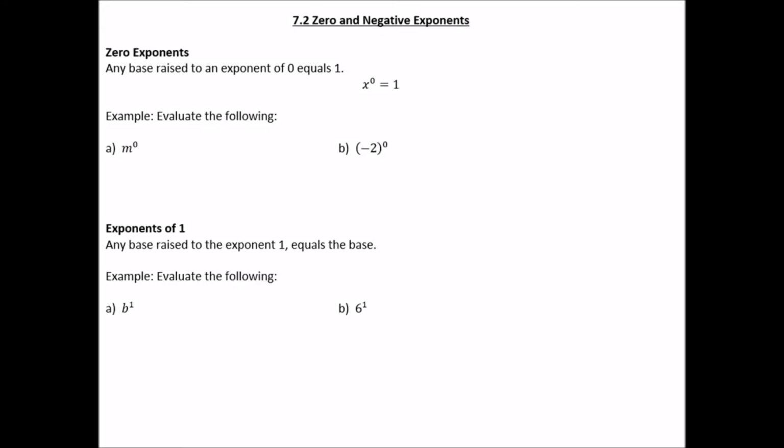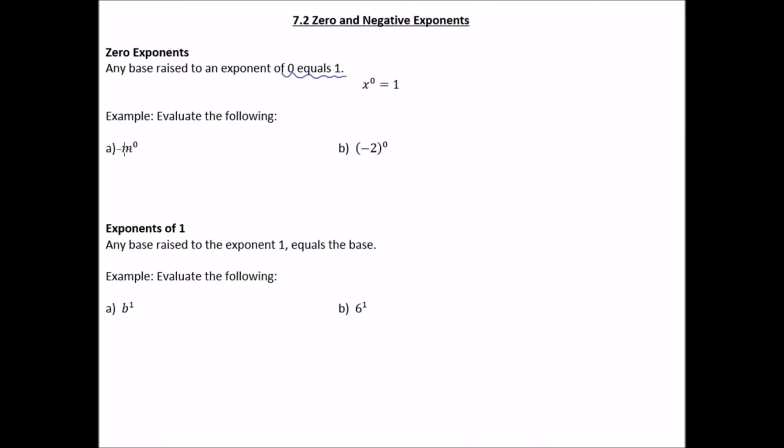Section 2 covers 0 and negative exponents. So what are 0 exponents? This is any base raised to an exponent of 0, and the rule is that the answer is going to equal 1. Okay, so x to the 0 equals 1.